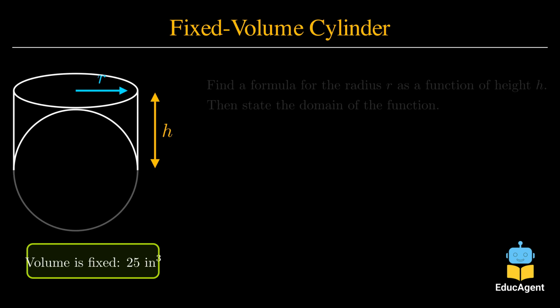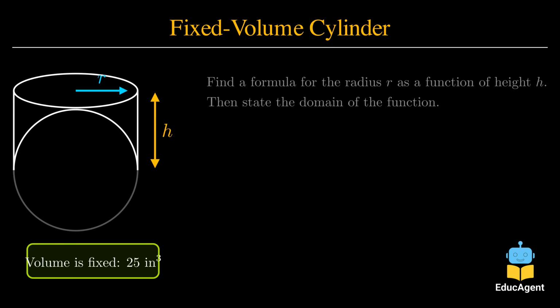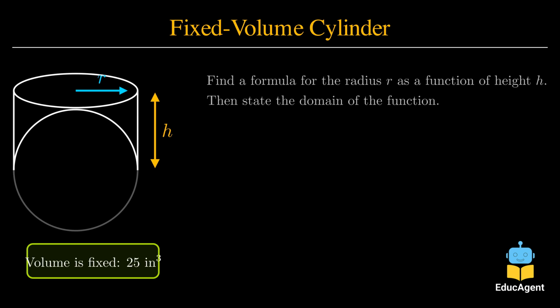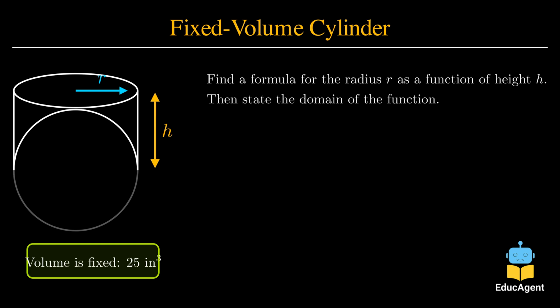Here's the problem we'll solve today. A right circular cylinder has a fixed volume of 25 cubic inches. We want a formula that gives the radius r in terms of the height h, and we also need to decide what values of h make sense, its domain.